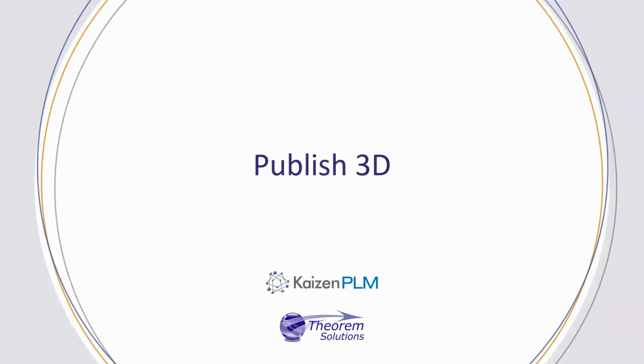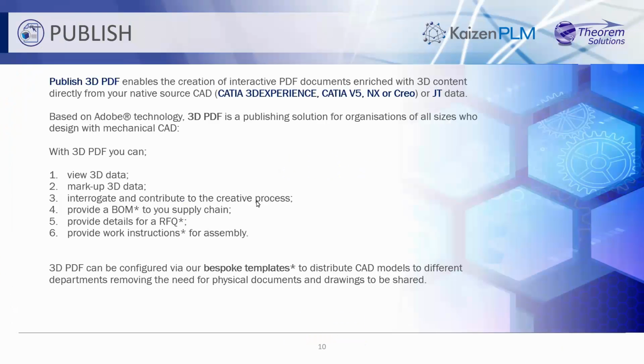So they are the two product brands that I'm not going to cover any more than that today. The one that I'll focus on today is what we call Publish, or Publish 3D. And Publish 3D is around 3D PDF. So it's getting your data into a 3D PDF world. Publish 3D enables you to create PDFs from CAD, whether that's NX, V5, V6, Creo, or from JT. You can get the data into a 3D PDF file.